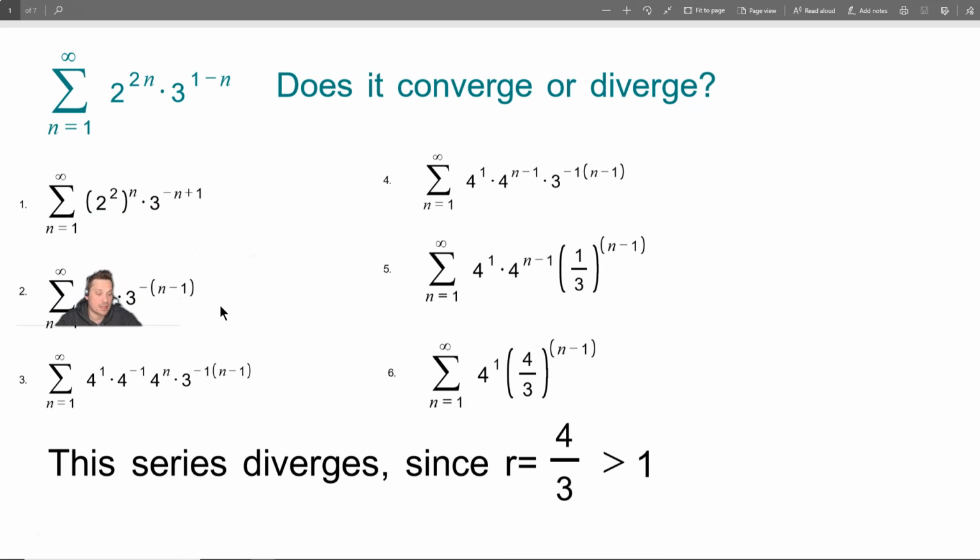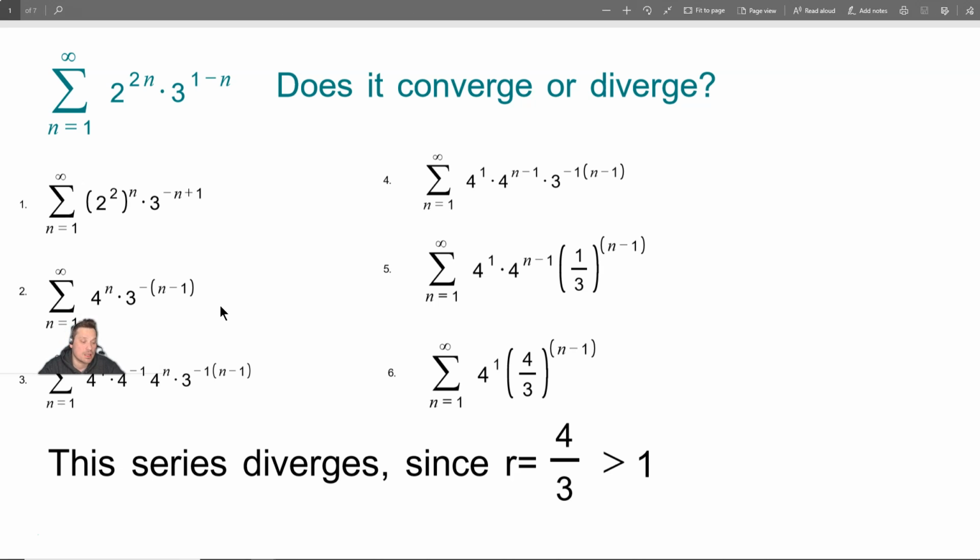After that, 2 squared becomes 4. And from negative n and positive 1, I can factor negative 1 outside the parentheses here. And so it's going to become 4 to the n times 3 to the negative, and then n minus 1. And the summation is still from 1 to infinity there on the sigma symbol.